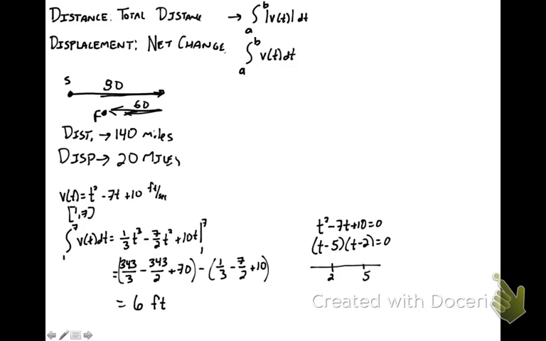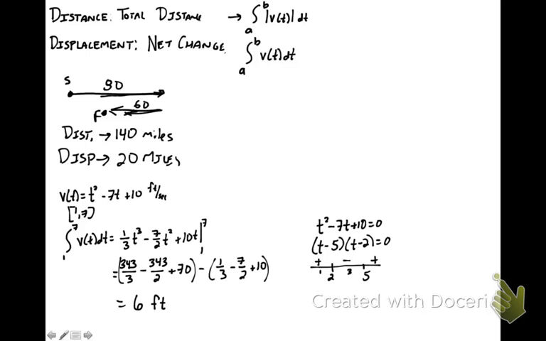And if I test some values before this, if I test the number 1, I'll have negative 4 times negative 1, which will be a positive number. If I test the number 3, then I'll have negative 2 times 1, which is a negative number. If I test the number 6, I'll have 1 times 4, which is a positive number. So my integral is really broken up into 3 sections for my total distance.